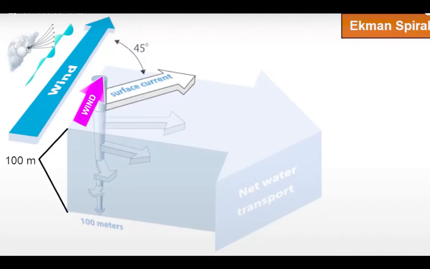Okay, now this Ekman transport and Ekman spiral is important over here. I will tell you why. Actually, it is a part of waves, but now let's see why it is important. We know that surface current is always moving in the direction of 45 degree to the wind. Okay, it always moves at a direction 45 degree to the wind due to this Coriolis force effect.